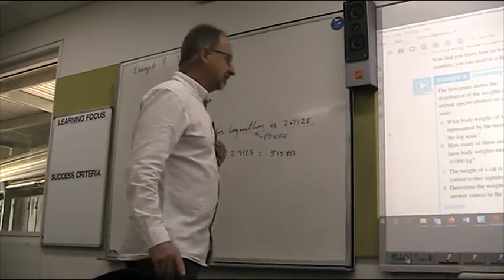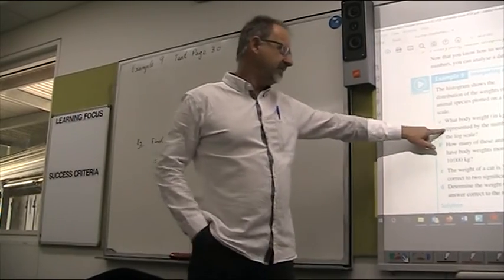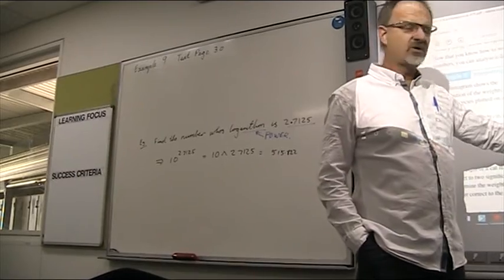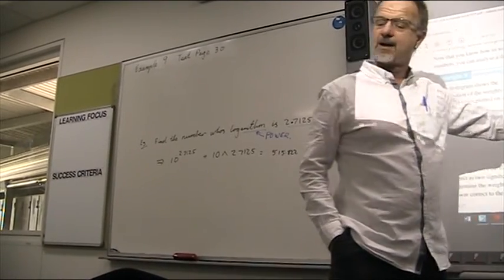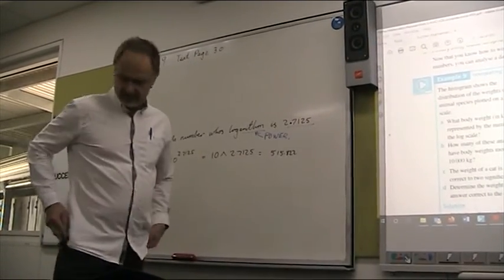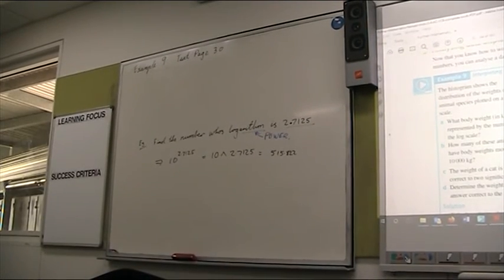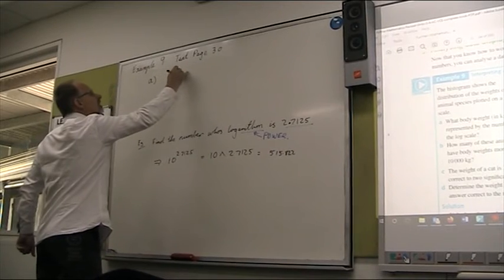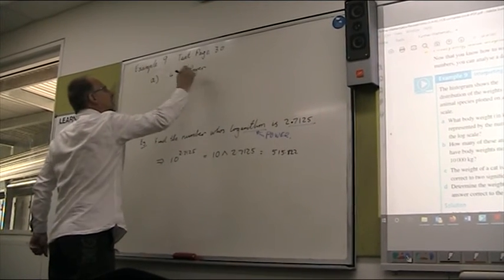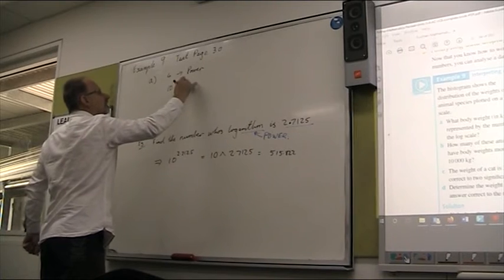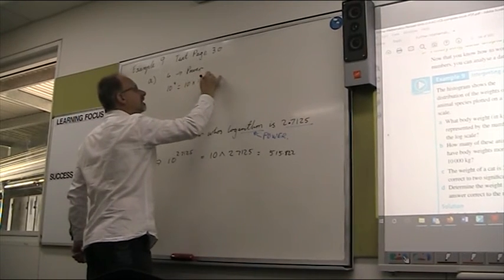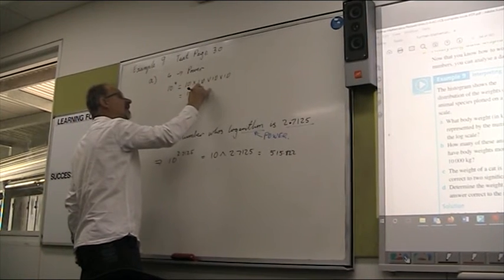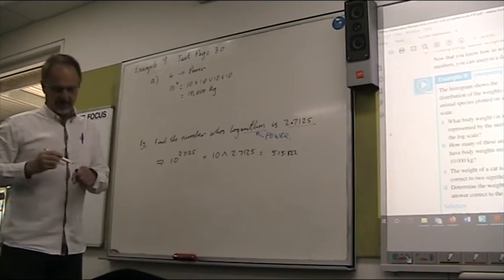All right, so what body weight in kilograms is represented by the number 4 on the log scale? So the number 4 is a log scale, the 4 is the power. So the 4 is the power. So it's 10,000. Part A, the 4 is the power. So it's 10 to the 4, which is 10 times 10 times 10 times 10, which would be 10,000 kilograms.